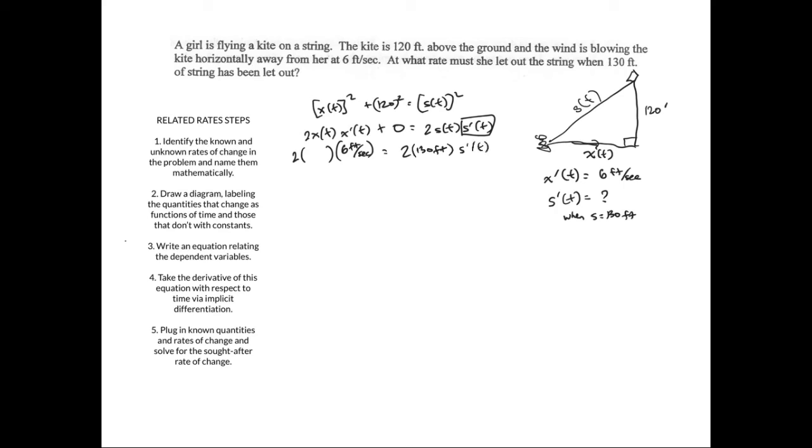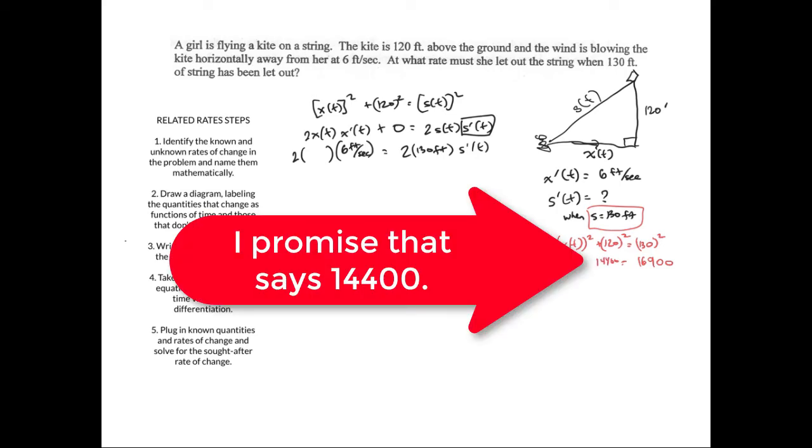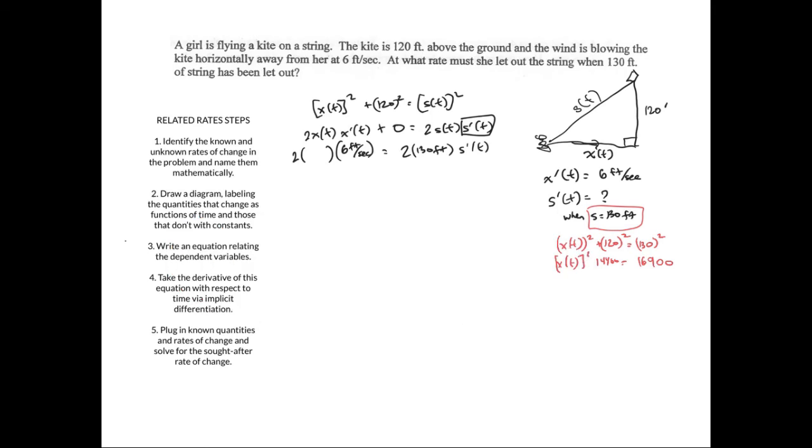So now all I really need to do is figure out what X is, and I can do that by looking at my original relationship, which is that Pythagorean theorem, and the instantaneous information that I have, which is 130 feet. So if I were to take X of t, square it, add that to 120 squared, that should equal 130 squared. So let's see, this is 169 with 2 zeros. This is 144 with 2 zeros. So if I subtracted that from both sides, I believe that would give me 2,500.